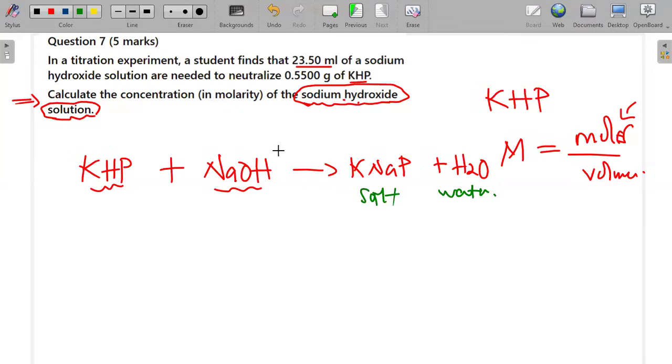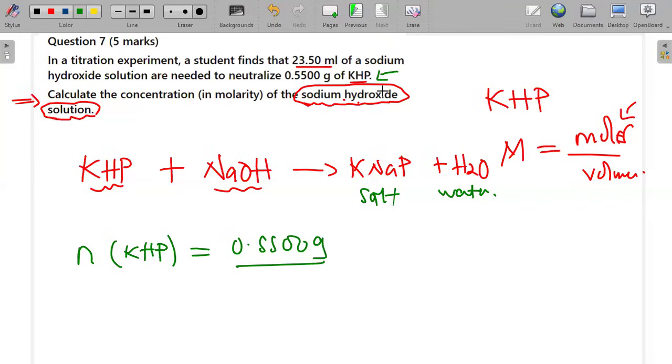So to find the moles of this guy, we are going to use the moles of this guy and then the mole ratio. So I'm going to say moles of potassium hydrogen phthalate is equal to the mass, because we've been given its mass in grams, divided by the molar mass. The molar mass of this you can look up on the internet. The molar mass of potassium hydrogen phthalate is simply 204.22 grams per mole, or you can simply add the molar masses. So I'm going to divide by that.